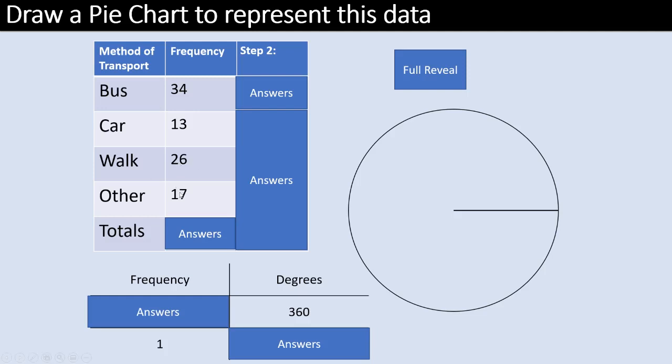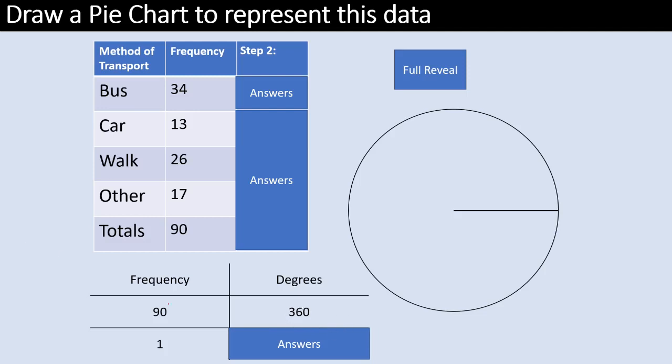Okay, and I'm now going to start going through things. So if you didn't manage to pause it, you've got to pause it now. First thing that we need to know is our total number of people or things in our pie chart. In this case, it's 90. So the 90 is our total frequency, which matches up with the total degrees for the circle, 360.